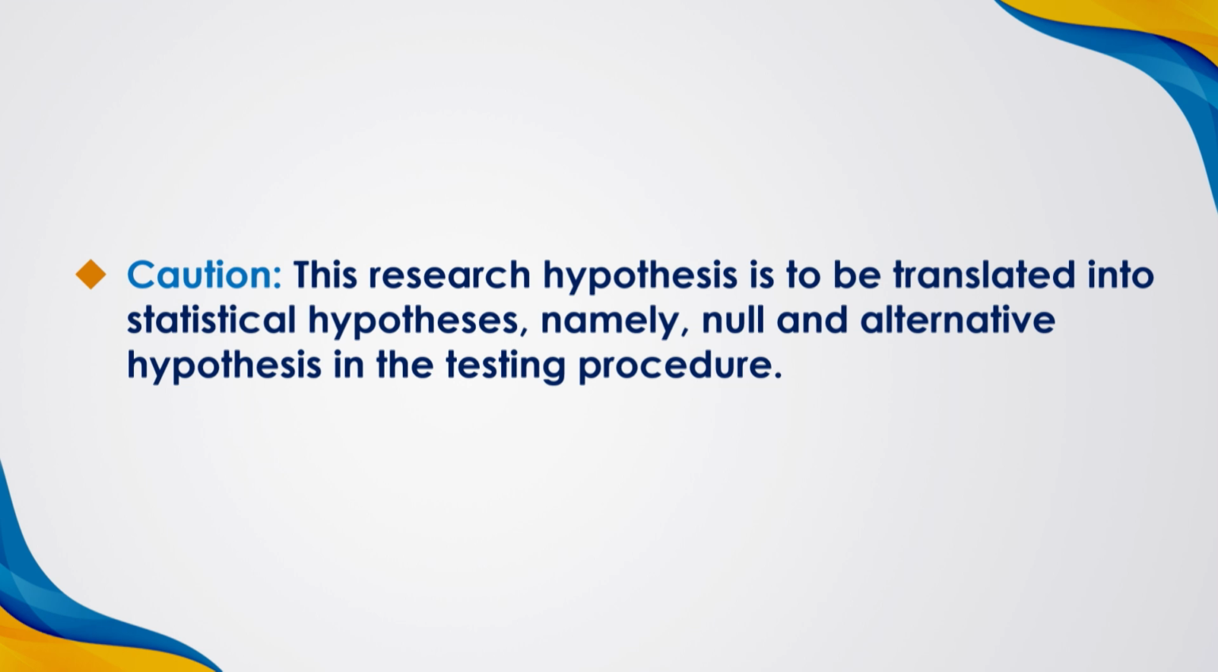Instead, in order to prove this, we need two more hypotheses, namely null hypothesis and alternative hypothesis in testing procedure. Therefore, the scholar must clearly understand in his research he will come across three hypotheses. One hypothesis is research hypothesis, number 2 is null hypothesis, and the third one is alternative hypothesis.